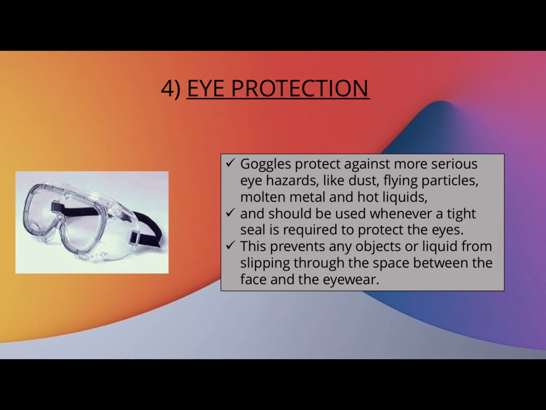Number 4 is eye protection. Eye protection such as goggles is to protect against more serious eye hazards like dust, flying particles, molten metal, and hot liquids, and it should be used whenever a tight seal is required to protect the eyes. This is to prevent any object or liquid from slipping through the space between the face and the eyewear.